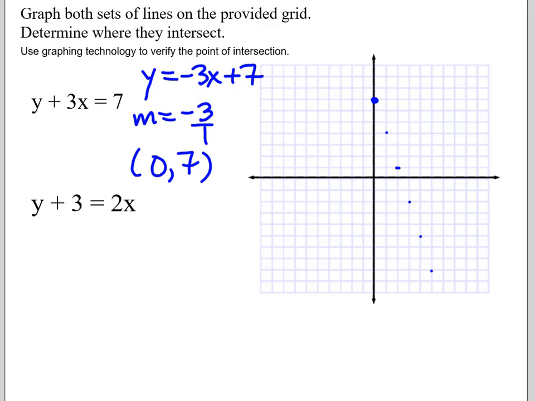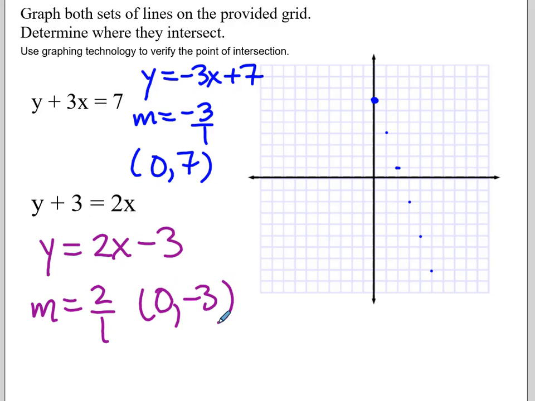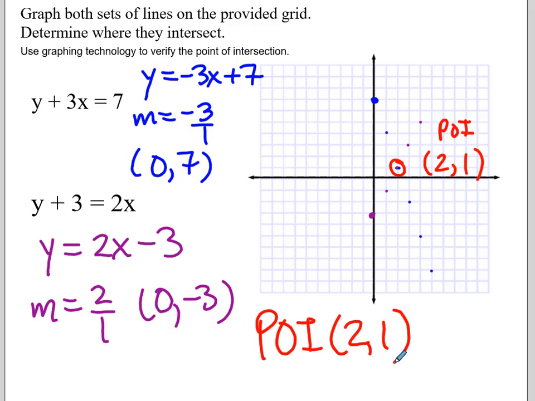Okay, and then I'm going to look at the next question. Again, I need to do a little bit of work before I can actually draw it. So I'm going to subtract 3 from both sides, get my slope of 2 over 1, my y-intercept of (0, -3), put a dot, up 2 over 1, up 2 over 1. Okay, I found the location. So their shared or common location is right there, and that is a POI of (2, 1). So again, our point of intersection, POI, is (2, 1), and that's the shared location.